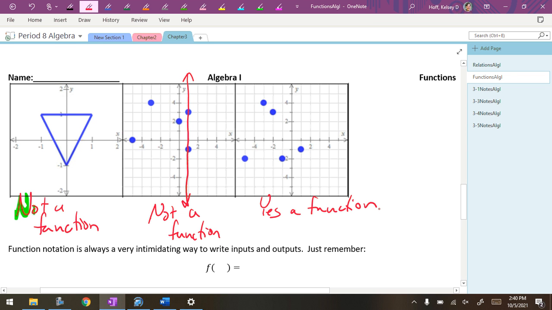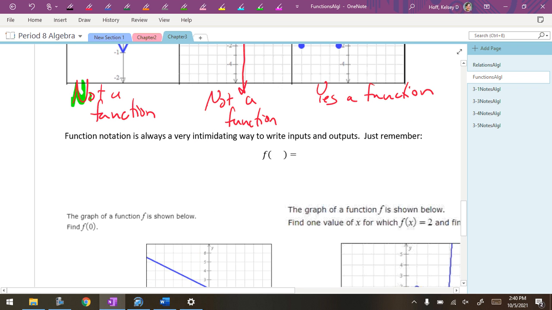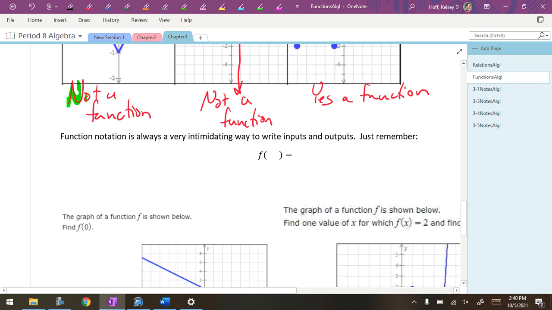Do I care about my y value? I don't. I don't care about my y value. It's all about the x value. Then we talk function notation. It's always super intimidating, but it's just a really fancy way of writing inputs and outputs.